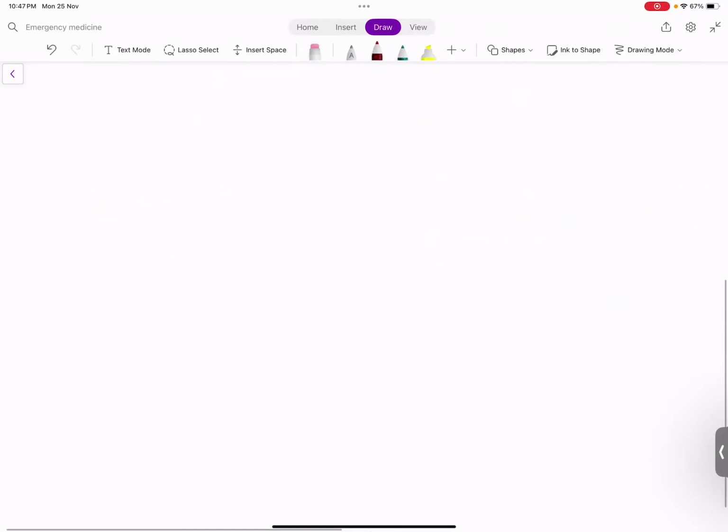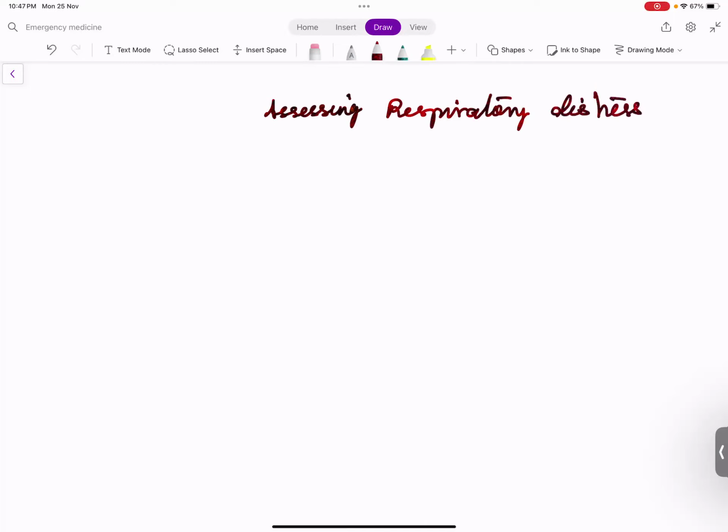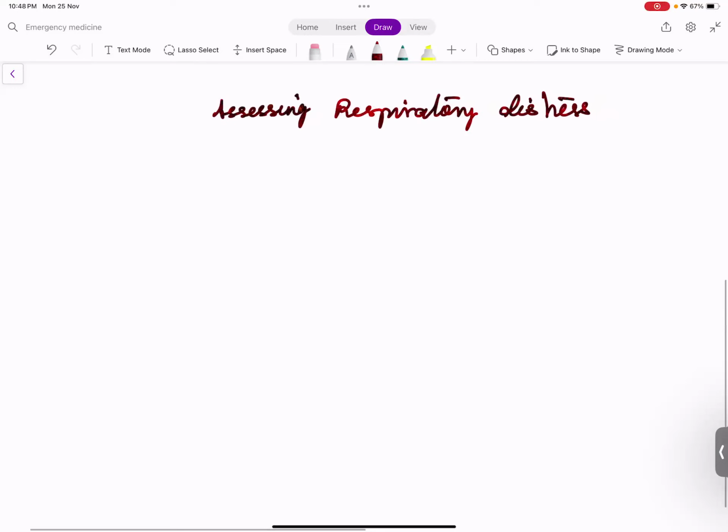I think we'll start with one topic, which is assessing respiratory distress. Many people will discuss emergency medicine as cardiac emergencies, metabolic emergencies, respiratory emergencies. But I feel it will be good if you assess by the symptoms, because you won't have an idea whether the patient is having a cardiac symptom or respiratory symptom when he comes to you. You only will be knowing about the symptom. So when the patient comes to you with respiratory distress, what are the things you will be doing?